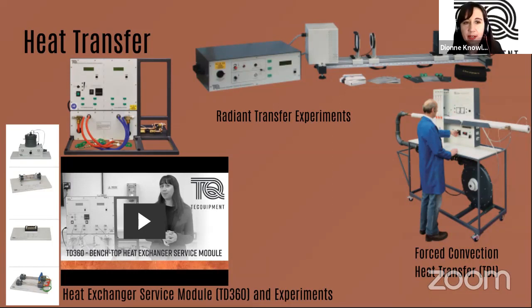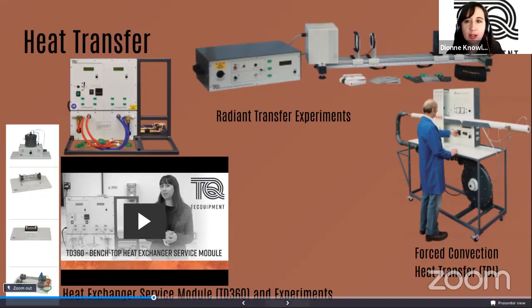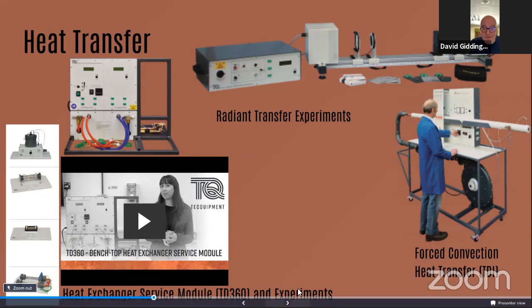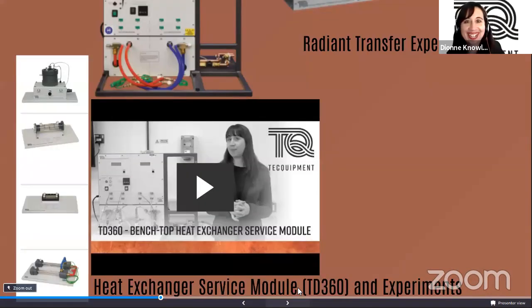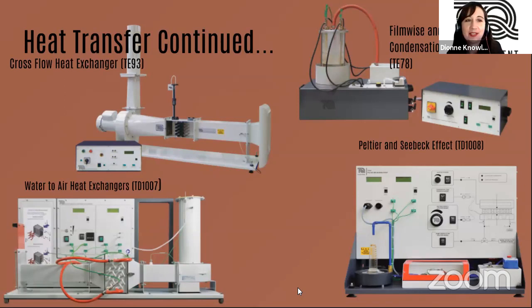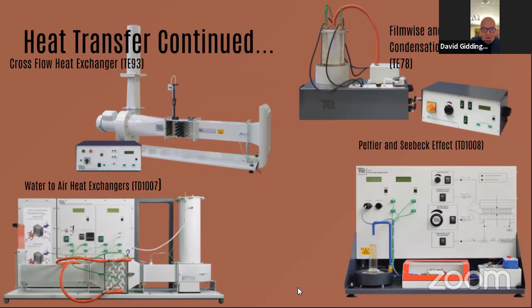Right, brilliant. Okay? Good. Now let's have a look at what I believe we've got a little bit more on heat transfer now. Do we? We do, yes. Were you ready for that, Dave? Okay, hit me. What have you got? We've got heat exchangers, filmwise and dropwise, Peltier and Seebeck. Some of these I see quite a lot in my capacities. The T93, the cross-flow heat exchanger. This sits on a bench.